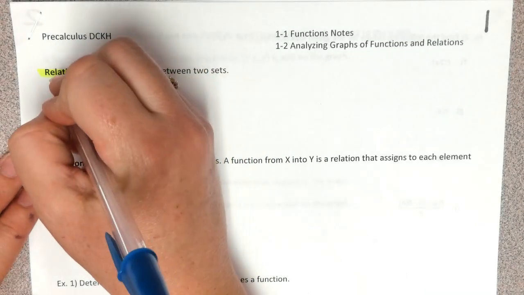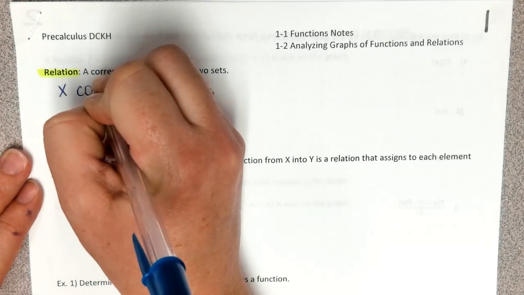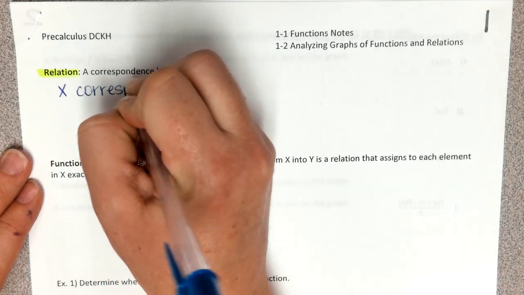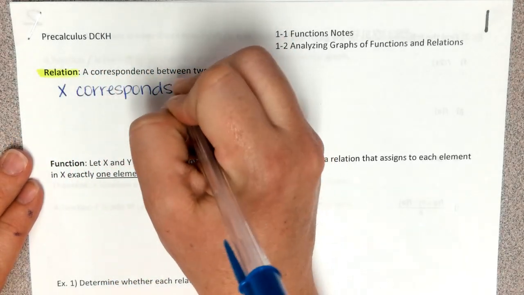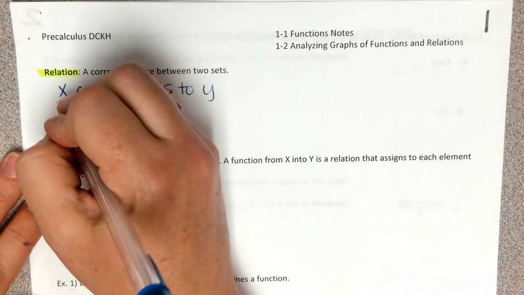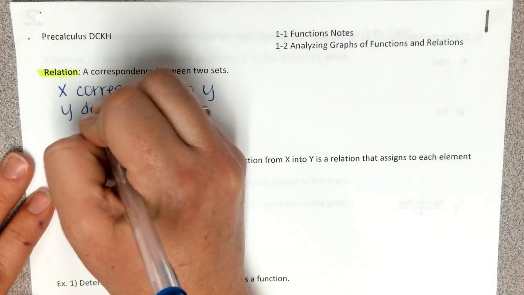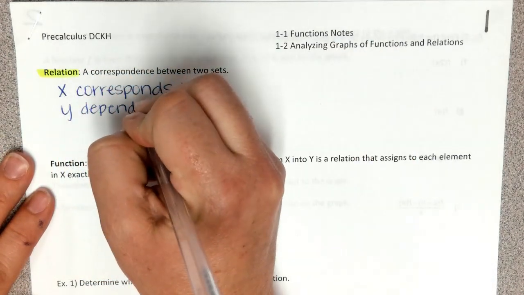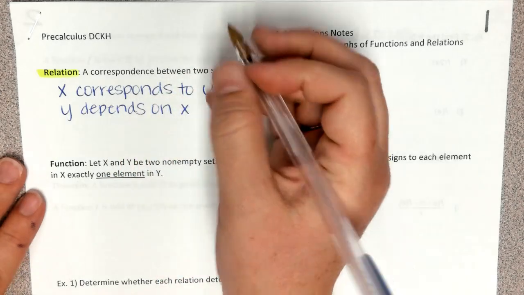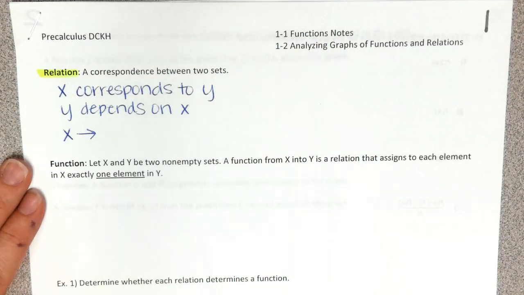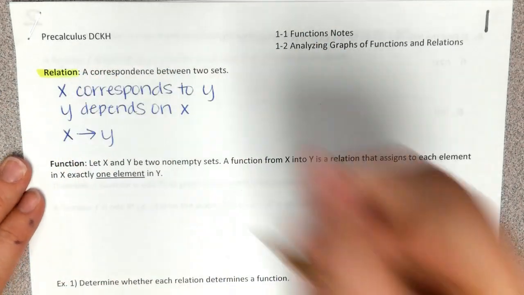So here's a couple other ways to write that. We can say X corresponds to Y. We can say Y depends on X. We can use this little arrow symbol, which means maps onto.